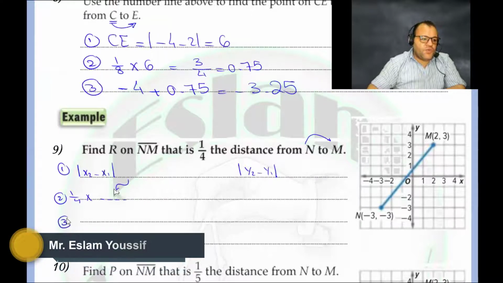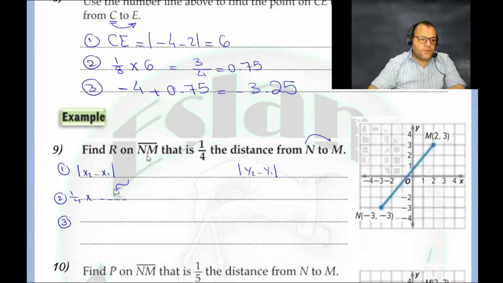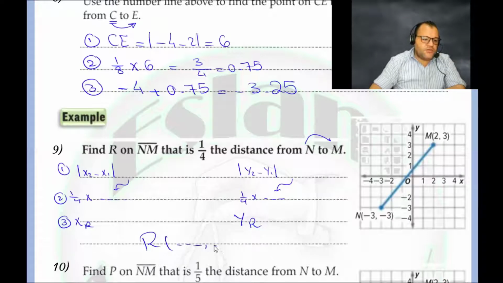Number 3, you will start from N and find the X coordinate for R. You multiply 1 over 4 by the answer that you found, so you will find the Y coordinate for R. The last step is that R is equal to the value of X and the value of Y.